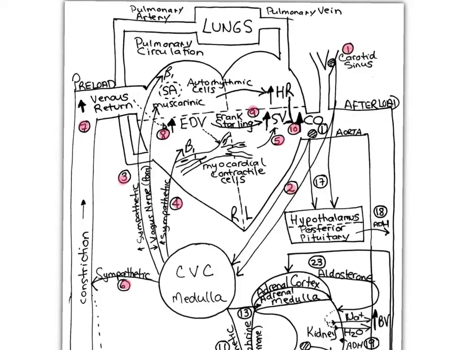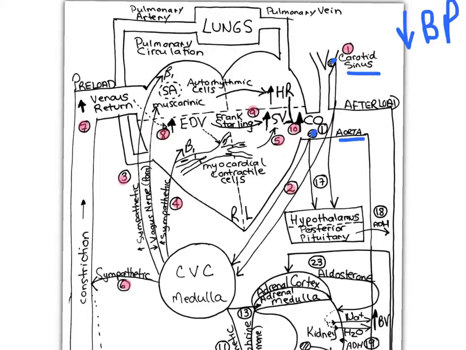Let's summarize the sequence of events as indicated by the numbers on this concept map, remembering that the original stimulus for this sequence of events was a decrease in blood pressure. So number 1 indicates the baroreceptors at the carotid sinus and also at the aortic arch.